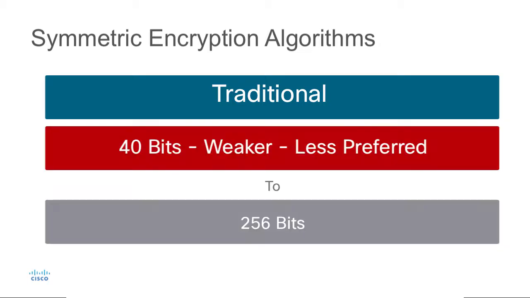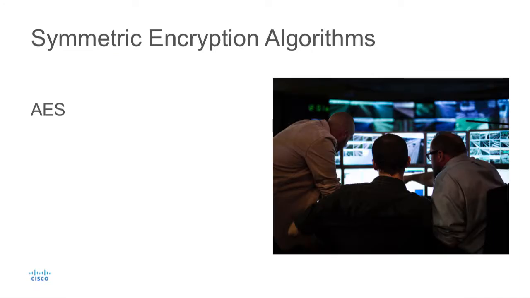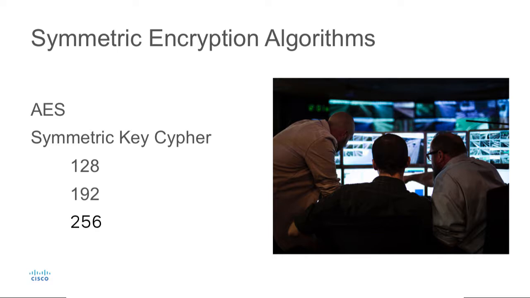Now, this is considered to be one of the more traditional forms of cryptography, and the key lengths that we're generally going to see in this case are going to be from 40 to 256 bits, with the 40-bit symmetric encryption being on the weaker side of things these days and less preferred. In most cases, you're going to see AES encryption, which is a symmetric key cipher, at 128-bit, 192-bit, or 256-bit.